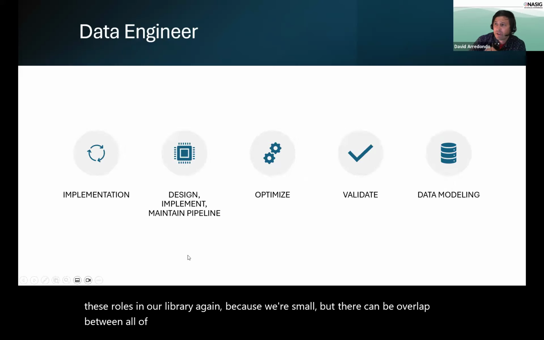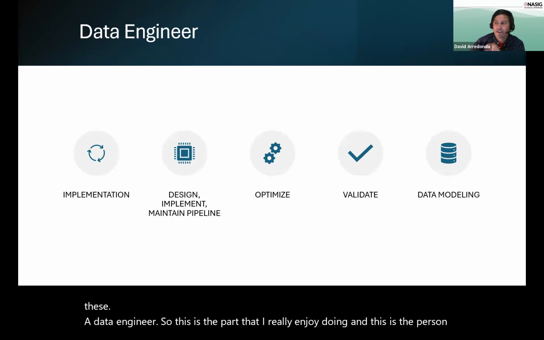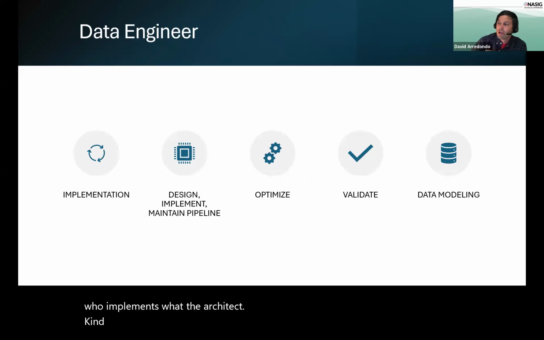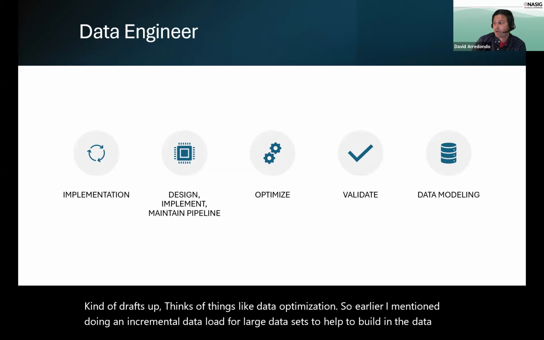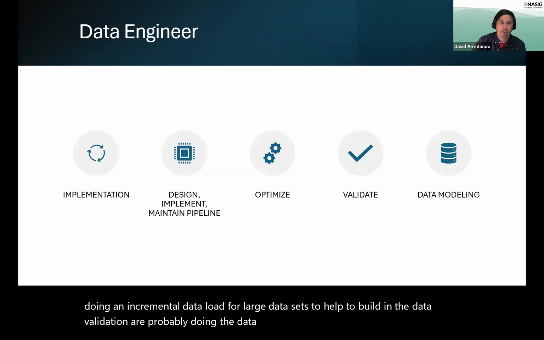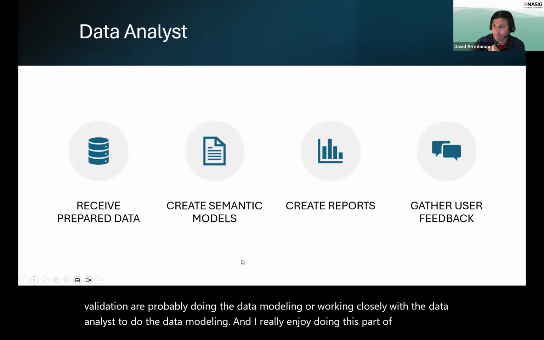A data engineer. So this is the part that I really enjoy doing. And this is the person who implements what the architect drafts up. They think of things like data optimization. So earlier I mentioned doing an incremental data load for large data sets. They help to build in the data validation, are probably doing the data modeling or working closely with the data analyst to do the data modeling. And I really enjoy doing this part of it.